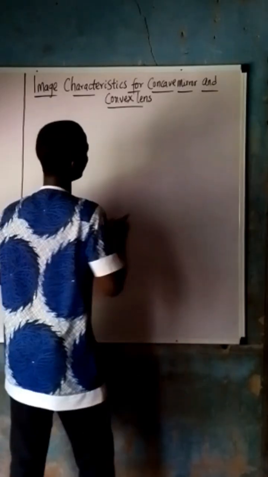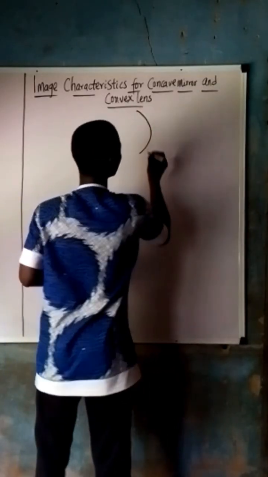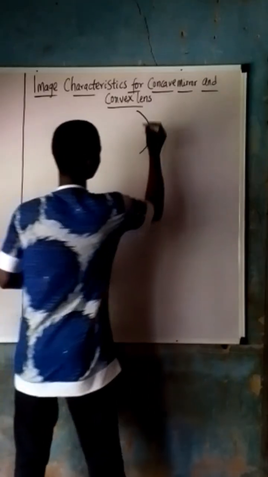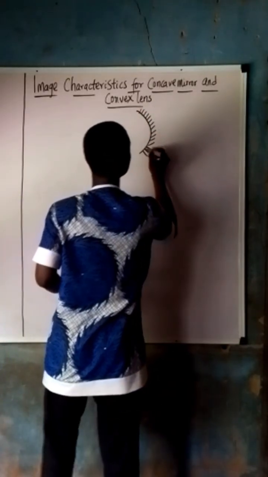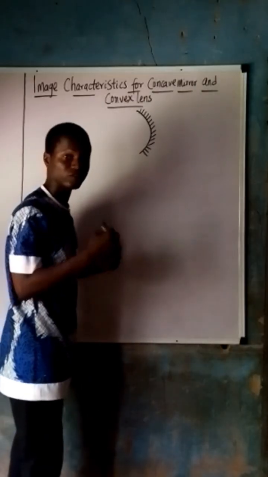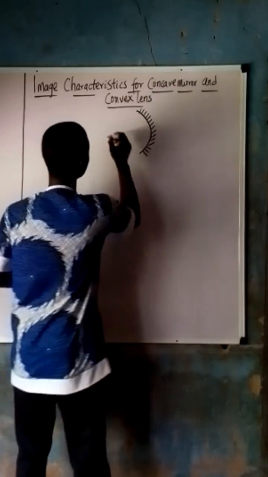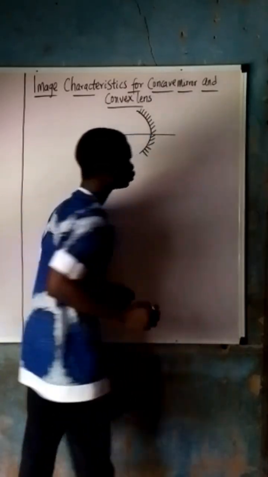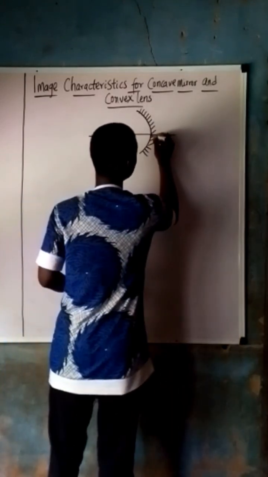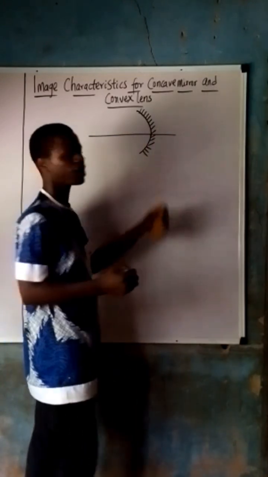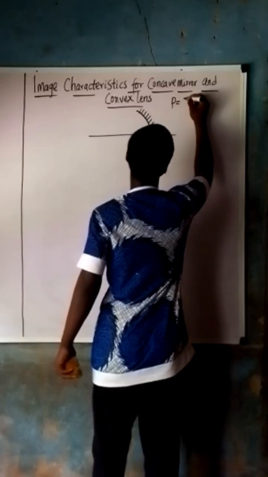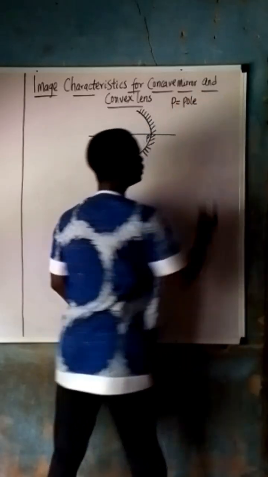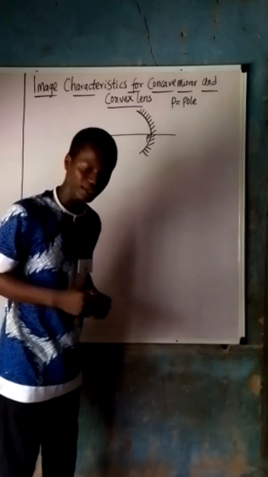Now assume you have here a concave mirror, okay? This part is painted, so this is the reflecting side. Now then you draw the axis through the pole of the mirror. This point where the principal axis passes through is P, and P stands for the pole, be it for a mirror or a lens.